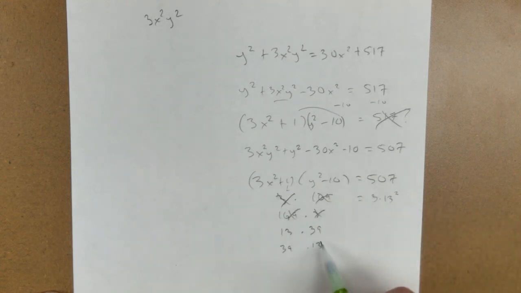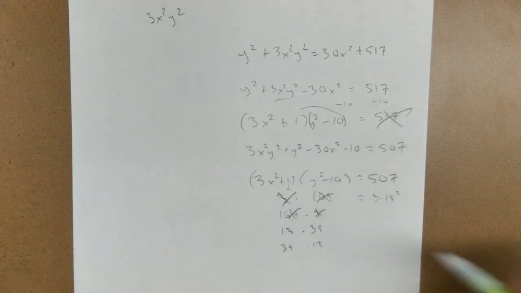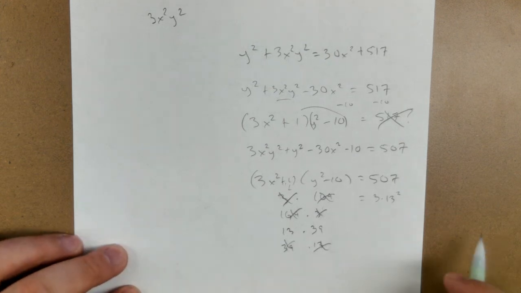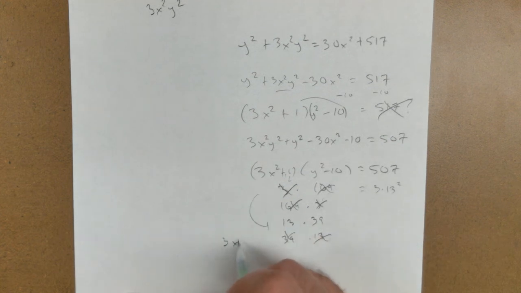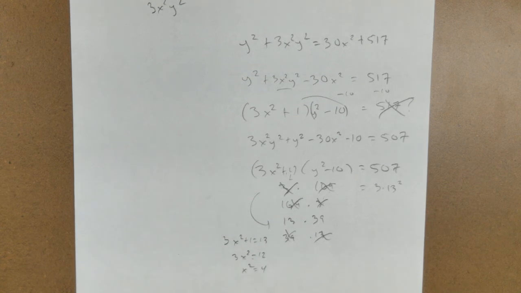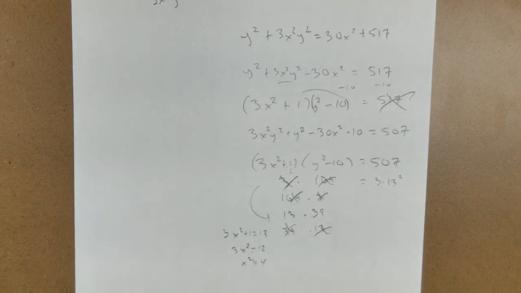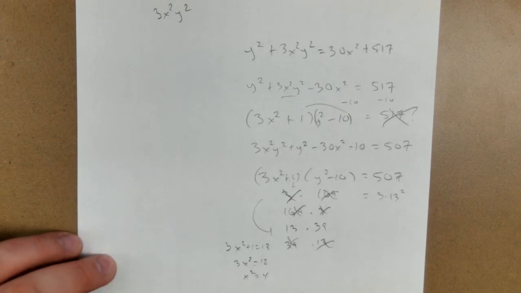Okay, so same thing here. If you did that one, you'd subtract 1 and get 38 over 3. That doesn't make sense. Okay, so let's try this other one. If you did this one and set these equal, you'd have 3x squared plus 1 equals 13. Subtract 1, you get 12. x squared equals 4. And I don't know if x is plus or minus 2, but I don't care because I just need x squared for that expression up top.